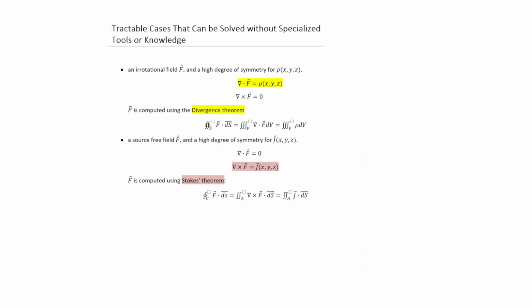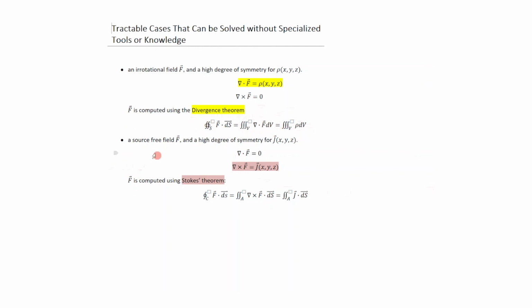All right, so what are the tractable cases that can be solved without specialized tools or knowledge? An irrotational field F and a high degree of symmetry for rho, which means that we have only the divergence of F equals rho to compute, and we do that with the divergence theorem. Here it shows the integration over a closed surface. This is the divergence over a volume, but the divergence of F is rho. So if we know this, we can compute the right-hand side. And now we have to figure out how to get F out of this, in which case we can compute what F is. This can only be done if we have a high degree of symmetry.